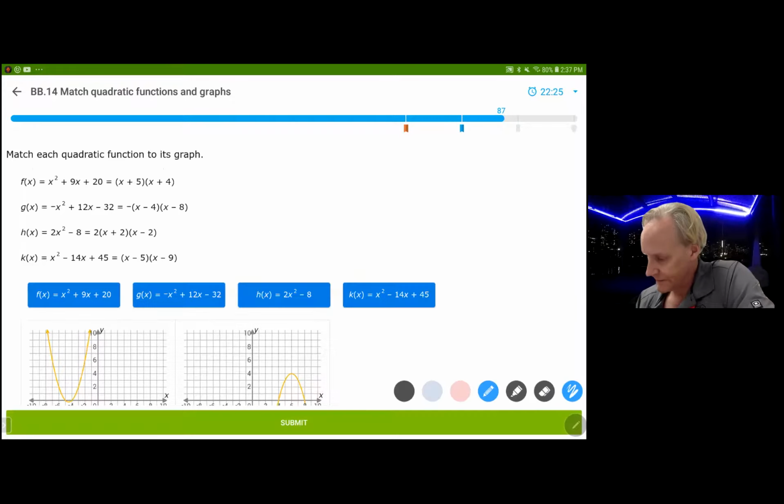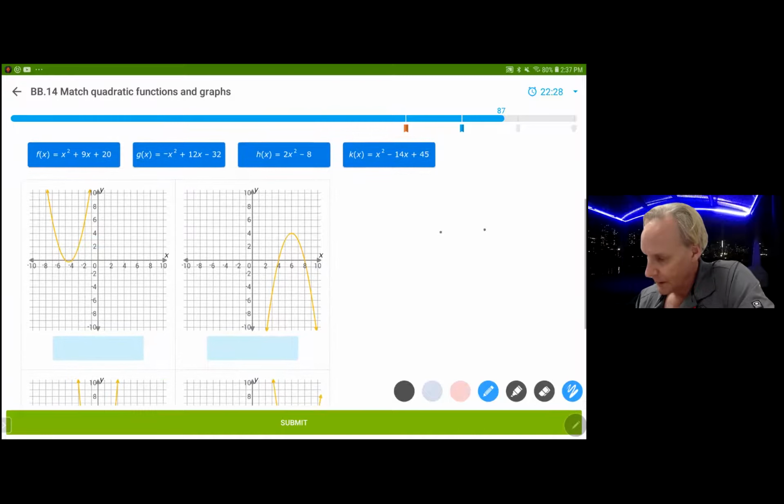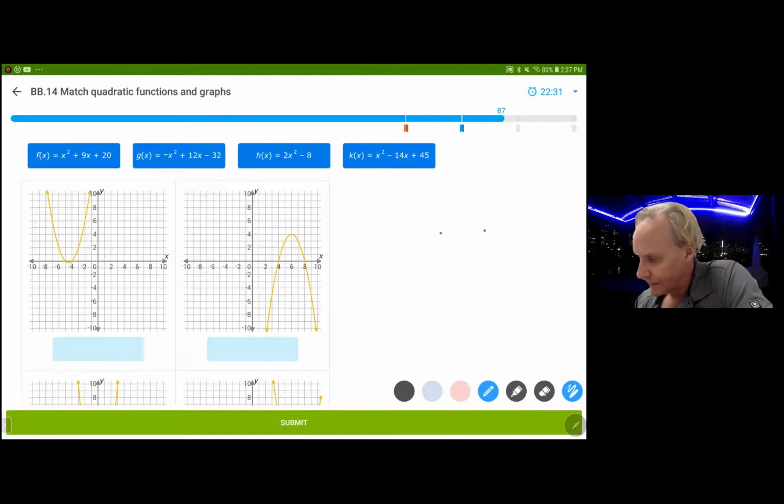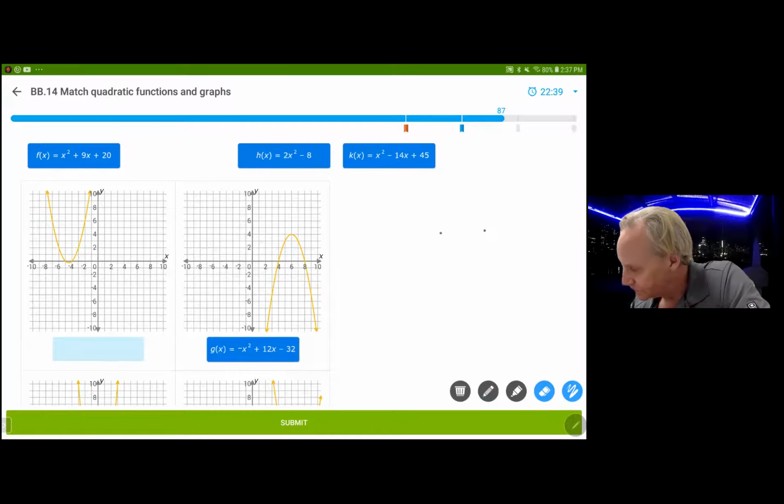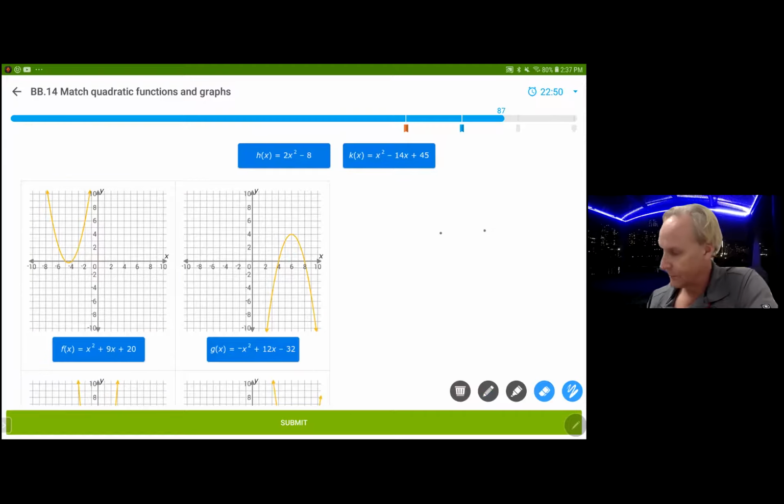All right, let's see here. What do we got? All right, we have a positive and a negative. The only negative one is this one, so there it is. This real quick here. There we go. This one is through -4 and -5, which is this one right here, x minus 4 times x minus 5.